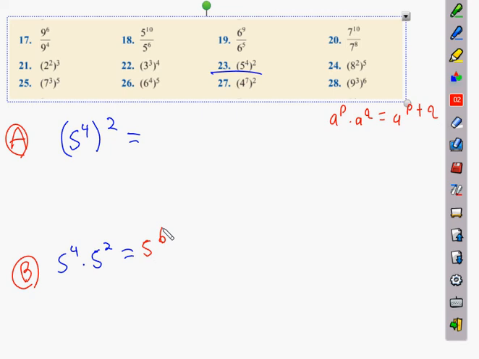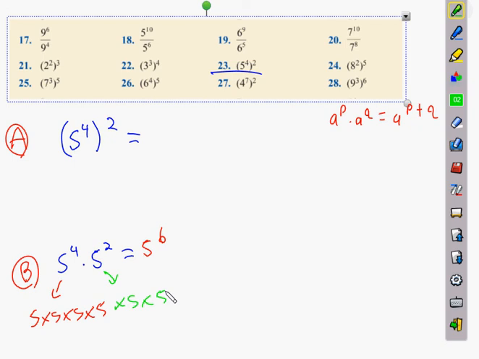Yes, Ryan? 5 to the power of 8. Yeah. Now let me show you what Ryan did. This one here means 5 multiplied by 5 multiplied by 5 multiplied by 5. And then you're multiplying that by 5 multiplied by 5. How many of them are there in total?